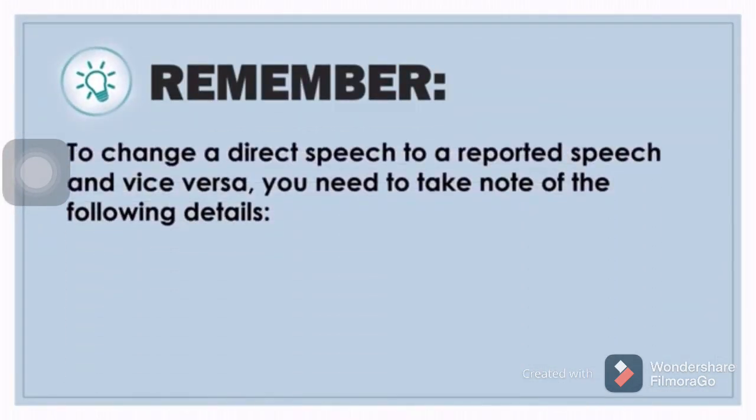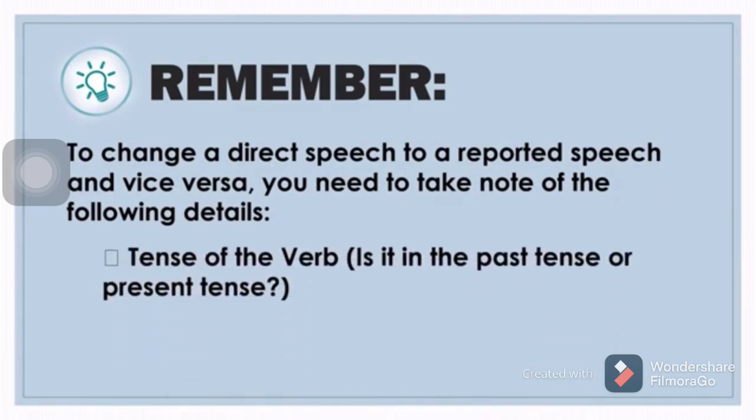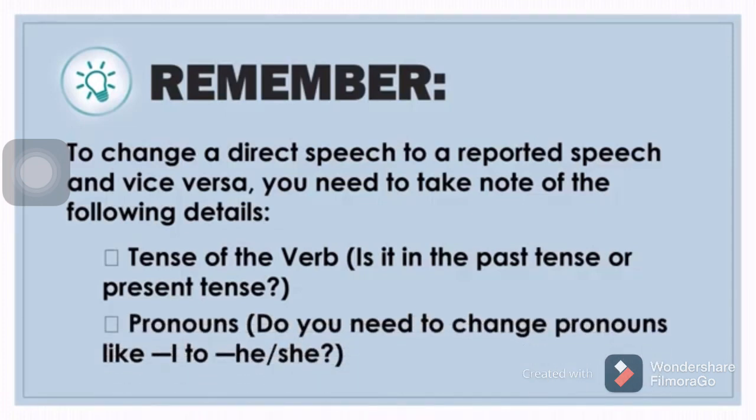Remember, to change a direct speech to a reported speech and vice versa, you need to take note of the following details. First is the tense of the verb. Is it in the past tense or present tense? In direct speech, the verb should be present tense, while in the indirect speech, the verb should be in the past tense. Next, you have to take note of the pronouns. Of course, pronouns should agree with the subject of the sentence.